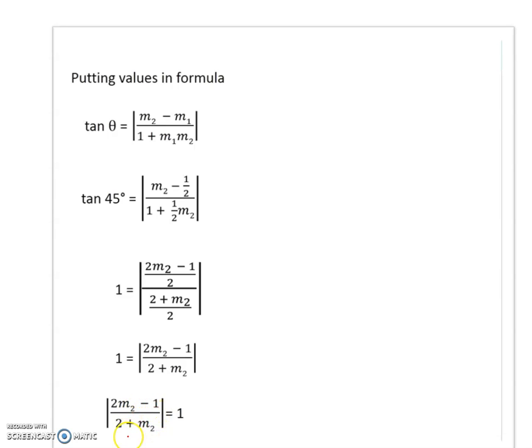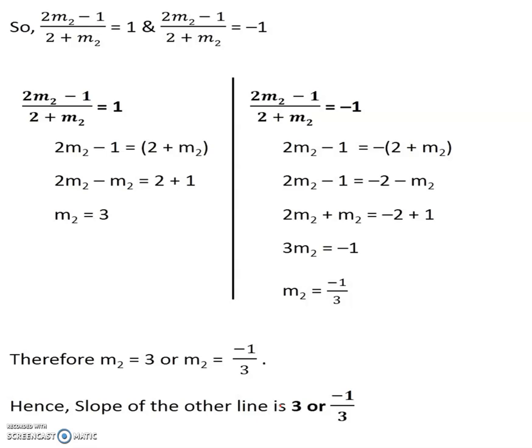So 2m2 minus 1 upon 2 plus m2 is equal to 1. We simplify by taking the cross multiplication. Because of the modulus, we know that it is +1 or -1. If we take 2m2 minus 1 upon 2 plus m2 is equal to 1, cross multiplication gives 2m2 minus 1 is equal to 2 plus m2. So 2m2 minus m2 is equal to 2 plus 1, and m2 is equal to 3.